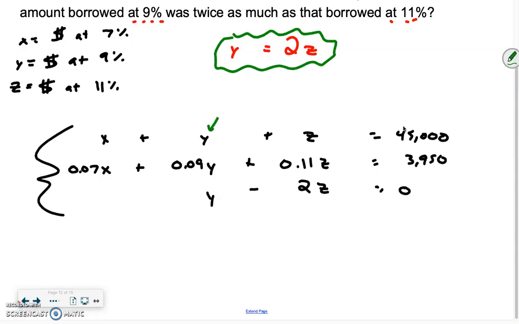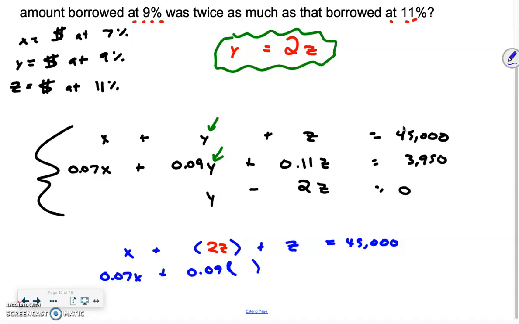So could I go back into my first and second equations and plug 2z in place for y? Could we do that? Could I rewrite this top line, just rewrite it as x plus y plus z equals $45,000? But instead of y, can I put 2z in its place? Are we now down to 2 variables? Yeah, we can do the same thing in the second. 0.07x plus 0.09y, what we're saying is 2z, plus 0.11z equals 3,950. And we now have 2 variables, 2 equation system.